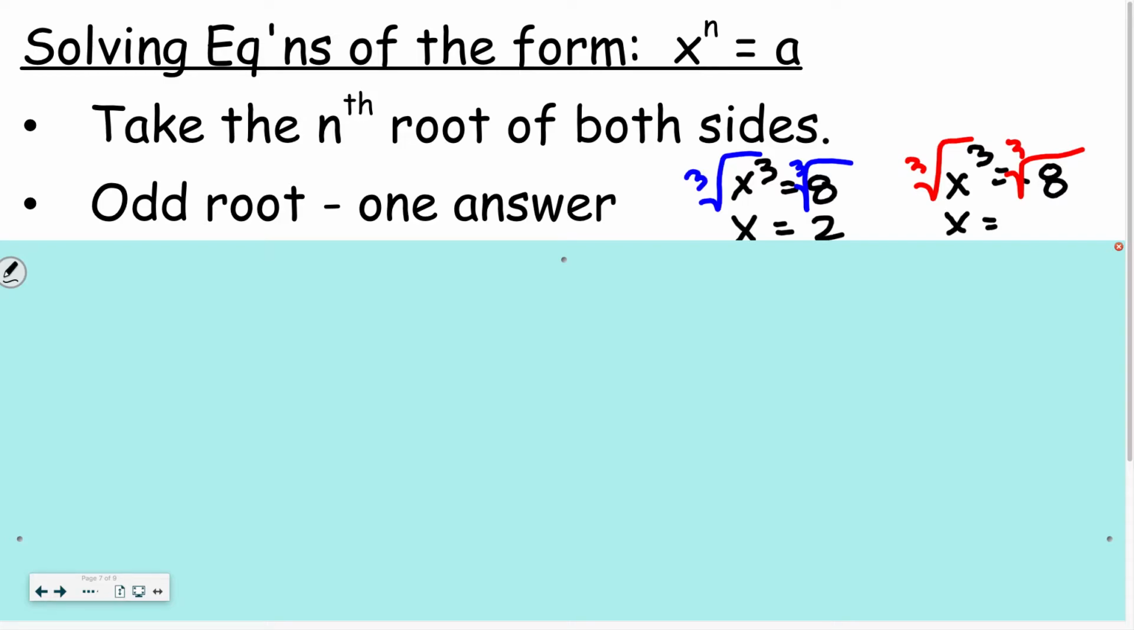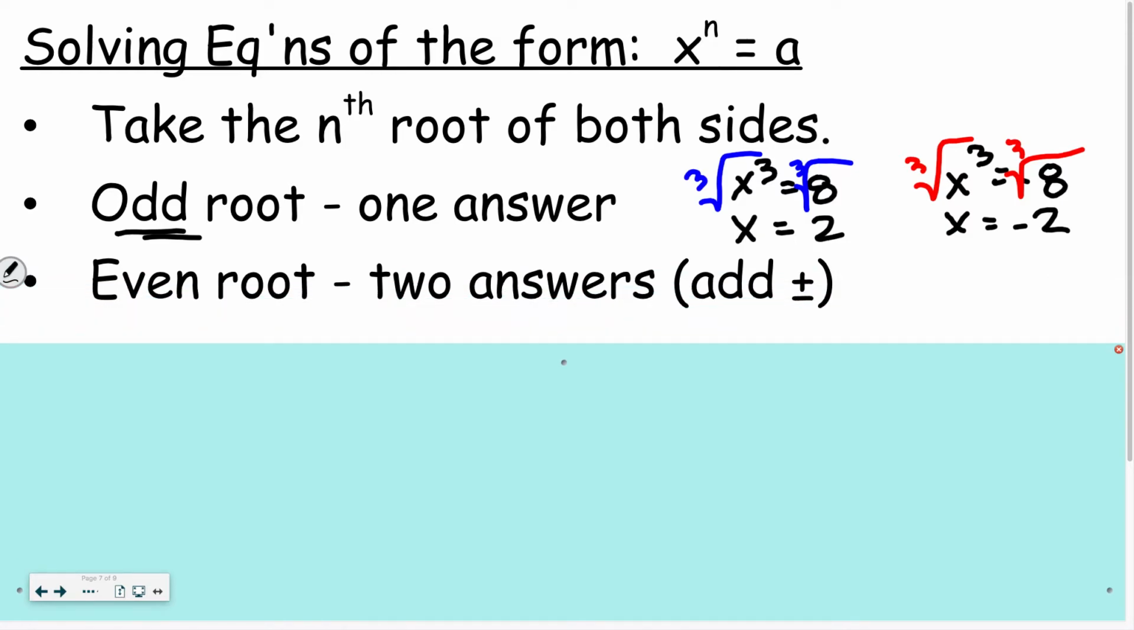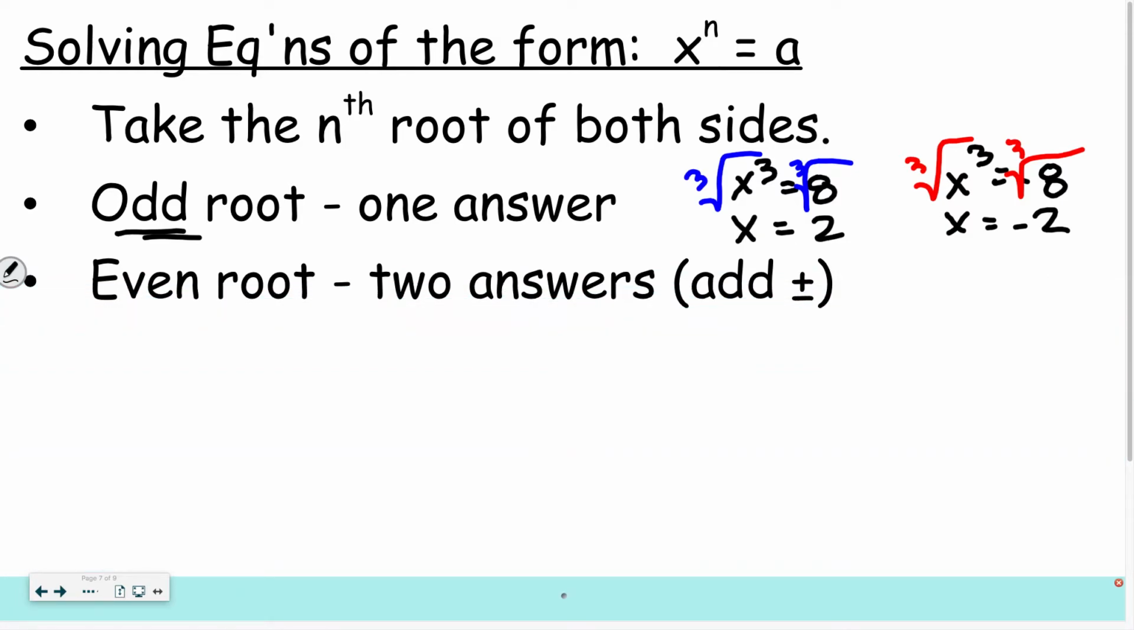Note that if you're doing odd roots, you can take odd roots of negative numbers. You don't have any i's, right? The cube root of -8 is just -2. So it multiplies by itself 3 times to give you a negative. So it's fine. Now, if it's an even root, 2, 4, 6, 8, 10, and so on, you're going to have 2 answers. That's when you need to add the plus or minus.